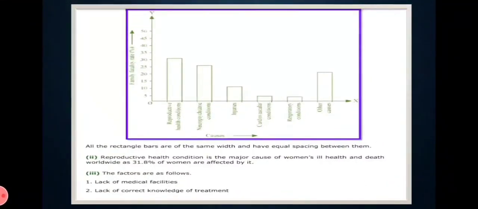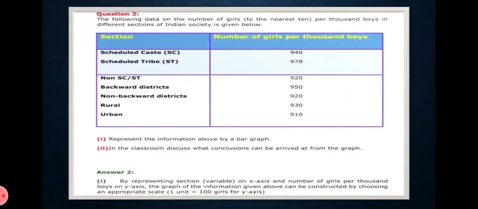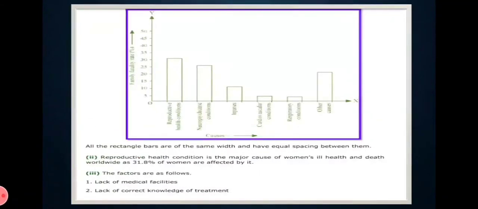Now question number 2, it was asked that... the answer for question number 2 is reproductive health condition is the major cause of women's ill health and death worldwide, as 31.8% of women are affected by it. Means the highest frequency is 31.8. So the cause for that is the highest death rate is due to reproductive health condition.